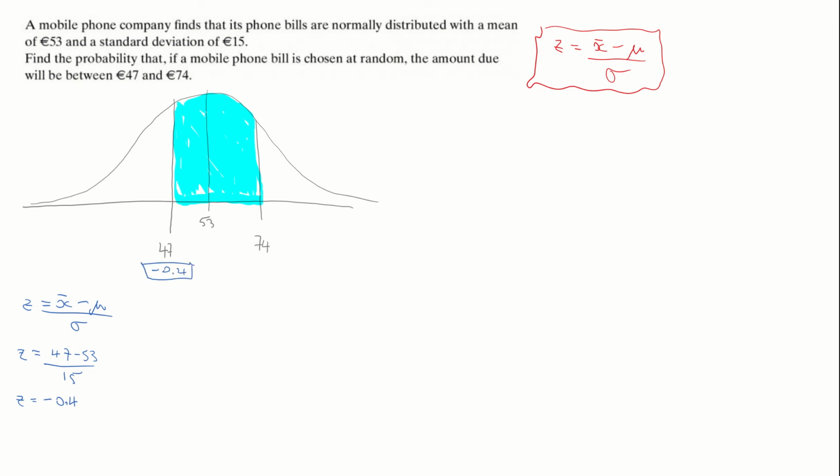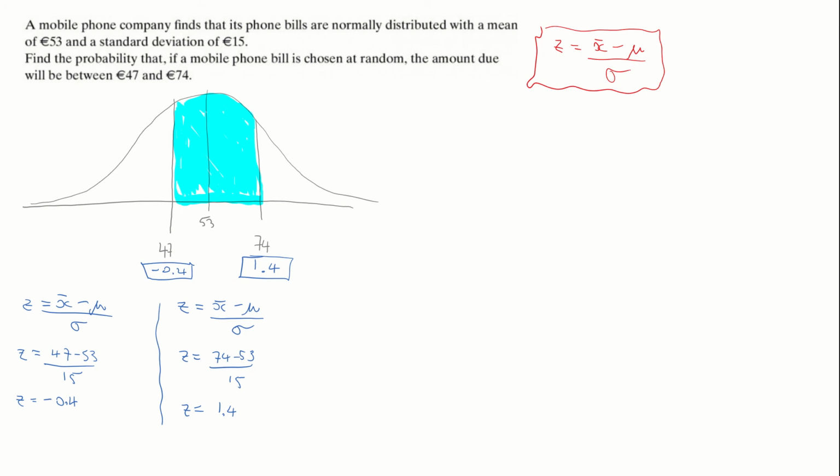So that's my z-score. I now need to find the z-score for €74, so I'm going to do the exact same thing again. So z is equal to x bar minus my mu over standard deviation. Z is equal to 74 minus 53 over my standard deviation of 15. Z is equal to positive 1.4. Again, you can see that that looks about right. It's to the right hand side of 53. It's into the positive region, so positive 1.4. Okay, so there are my two z-scores.